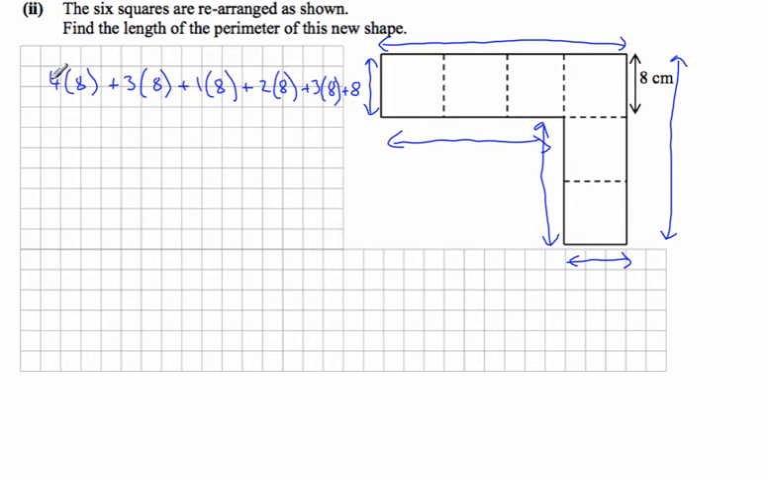So altogether we have 4 plus 3 plus 1 plus 2 plus 3 plus another 1. So that is 7, 8, 10, 13, 14 8s altogether. That's equal to 14 8s. And 14 8s, 8 4s is 32. Carry the 3. 8 1s is 112. You can do that in the calculator. That's 112 centimetres for part 2.